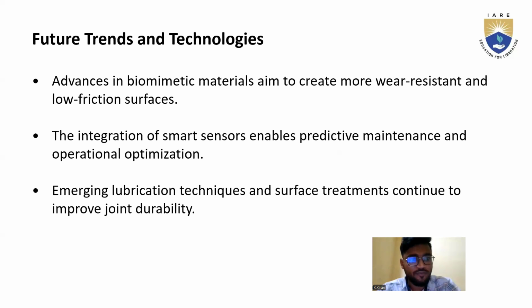Now here we can see future trends and technology. Advances in biomimetic materials aim to create more wear-resistant and low-friction surfaces. Another is the integration of smart sensors enabling predictive maintenance and operation optimization. Emerging lubrication techniques and surface treatments continue to improve joint durability, to be realized in future trends.